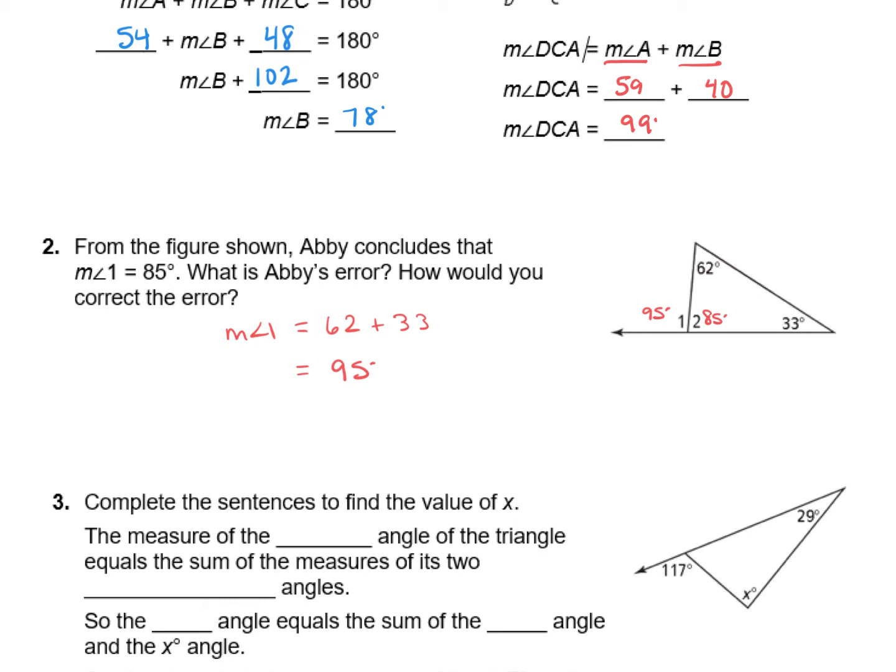But what I think Abby did is she just worked with her interior angles. I think she added up 62 plus 33 and subtracted it from 180 and got 85 degrees, but thought that was angle 1 out here. So that's the mistake I think she made.